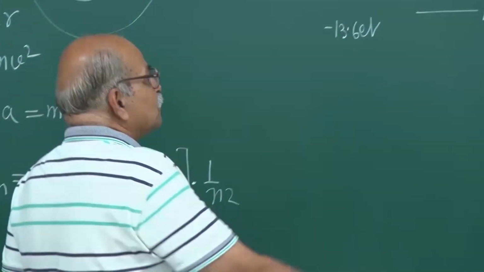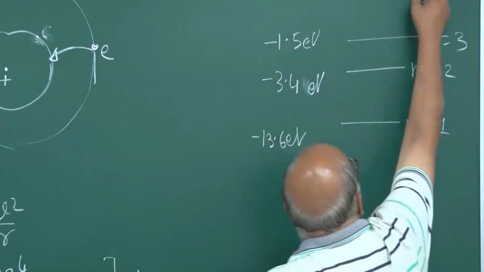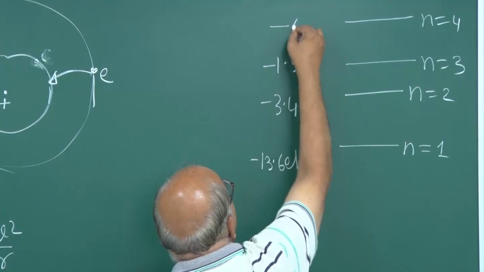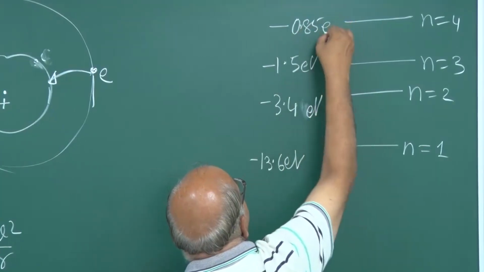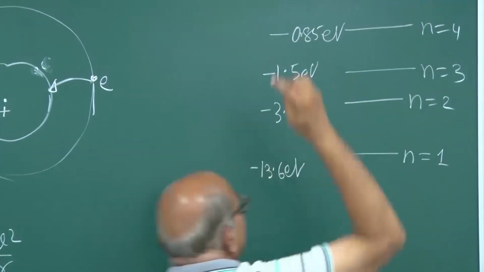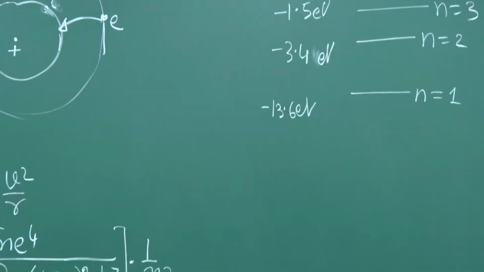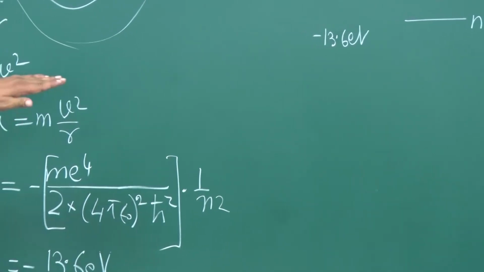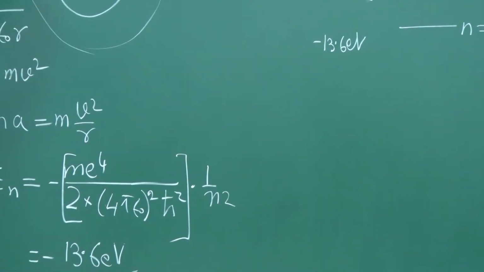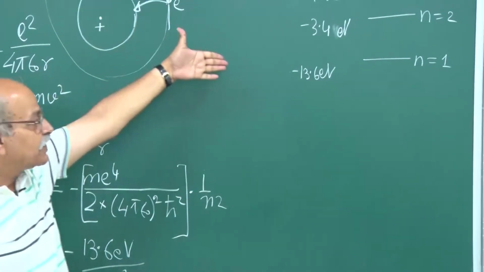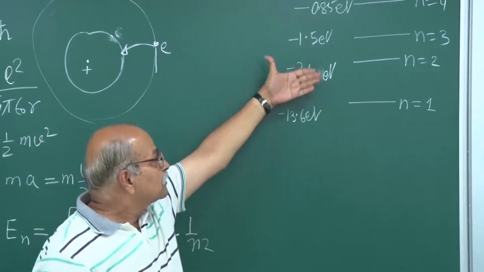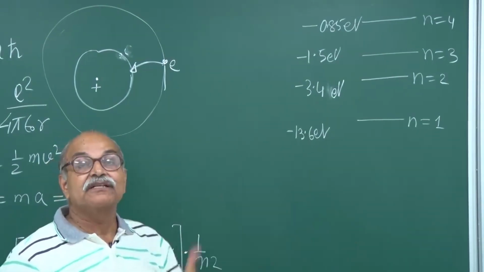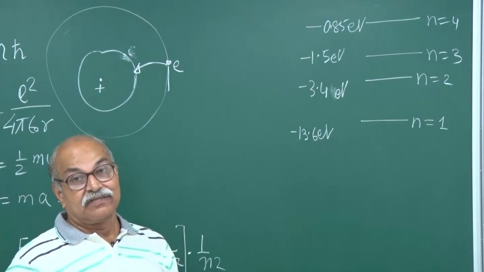Similarly, if you go for n equal to 4, you will have this divided by 16, so it will be minus 0.85 eV, I believe. Like that you can go beyond. So this was to get those energy levels, the allowed energy levels. This hydrogen atom can have this energy or this energy or this energy, depending on which circular orbit the electron is going in.